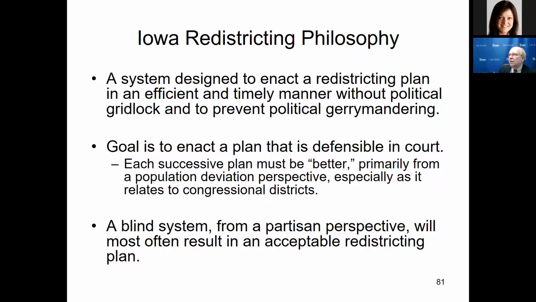The idea being that not taking into account any political factors will result in a plan that's fair to all. It will be an acceptable redistricting plan.